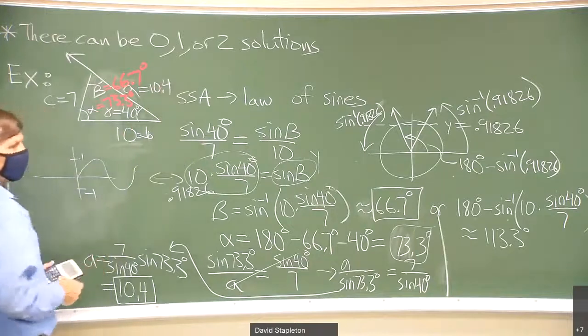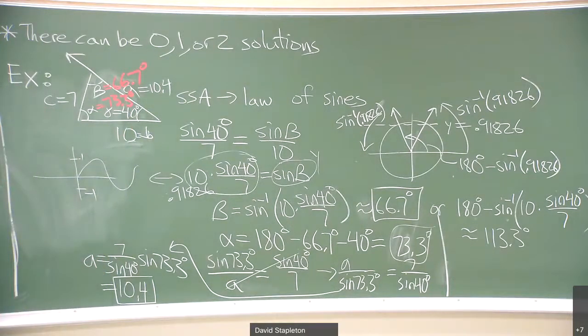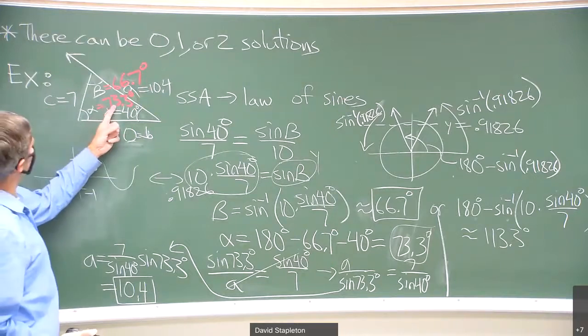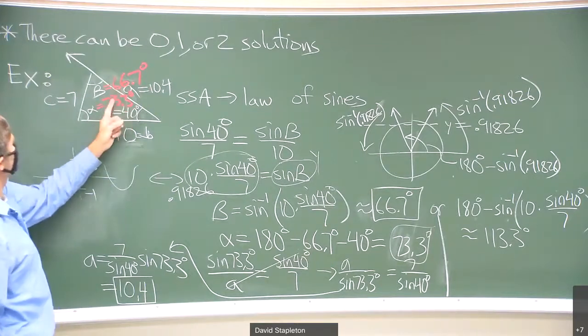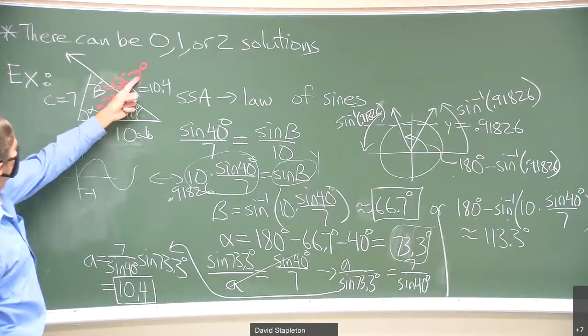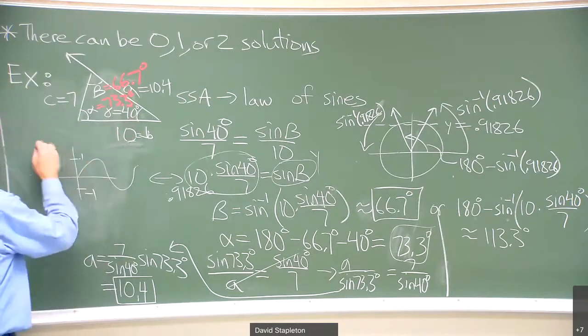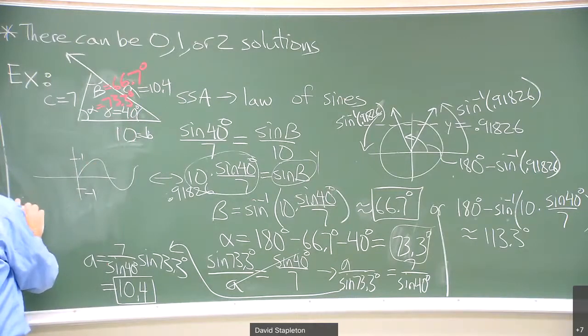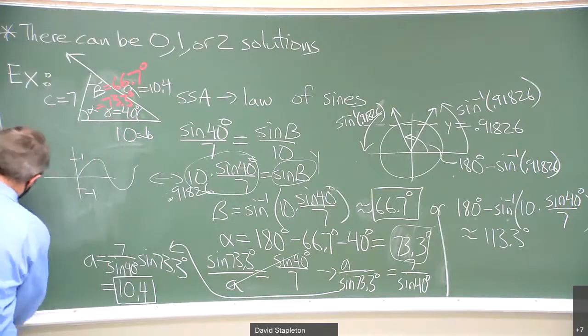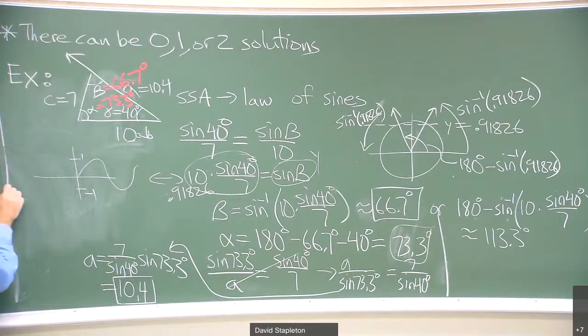Now you do the sanity check, right? Because there's so many numbers here, it's easy to make a mistake. Add the 3 things up. 73.3 and 66.7 is, let's see, 139, 140 plus 40. Sure enough, the angles add up to 180 degrees. Angle sum is correct, 180 degrees.